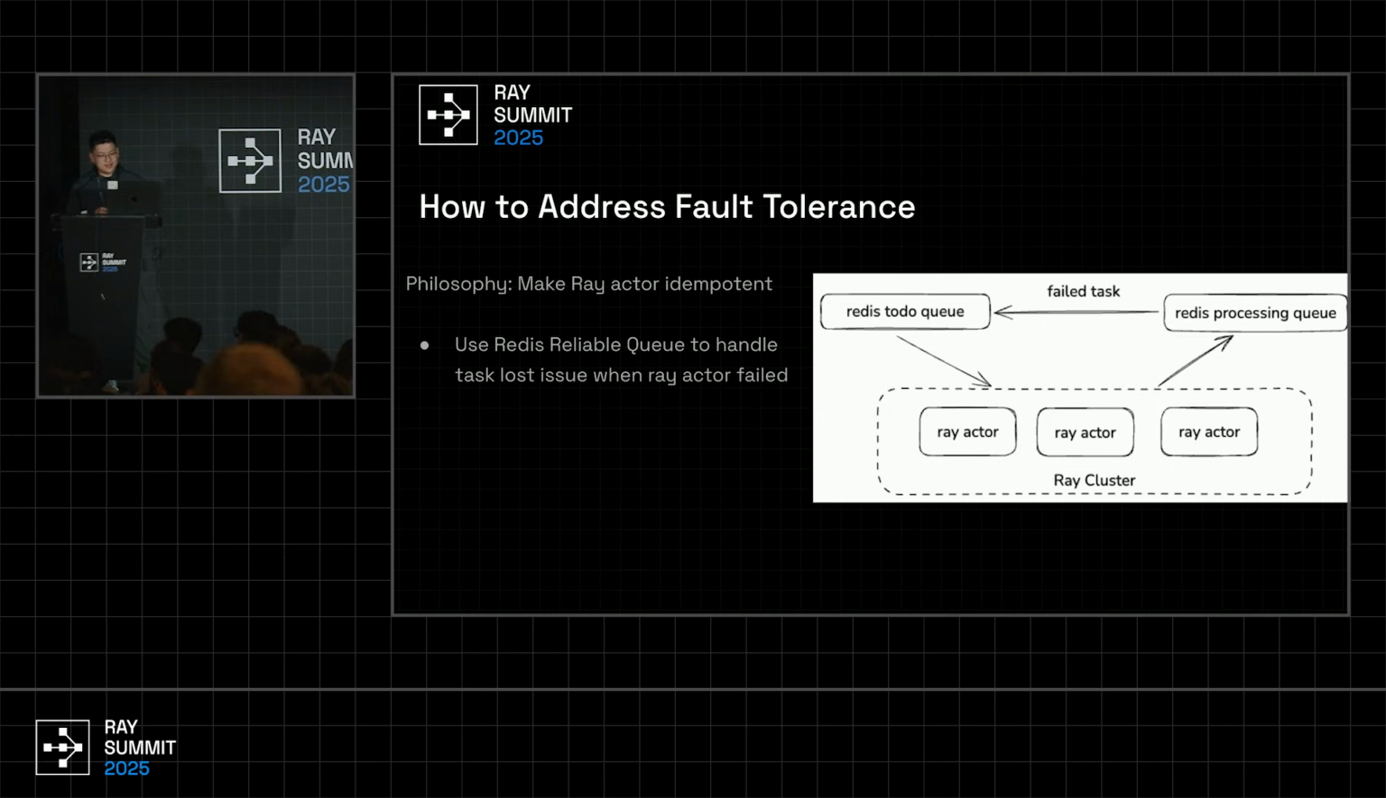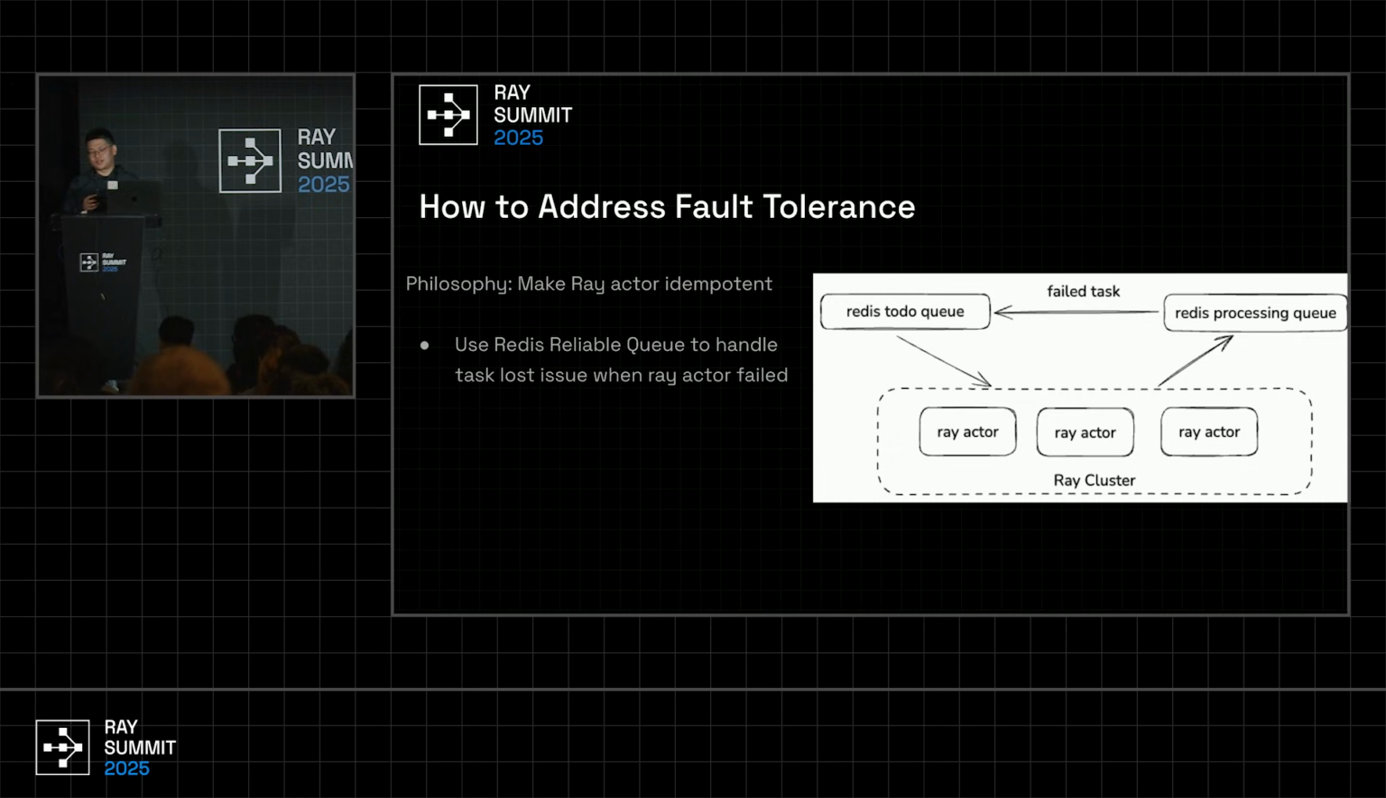Yeah, and then another idea is that, for example, if some actor crashed, how do we handle these cases? For example, when we process a video data, and then the GPU just has some issues, or we just lost the resources, how do we still keep this failed task? So here we use some classical Redis queue called Redis reliable queue.